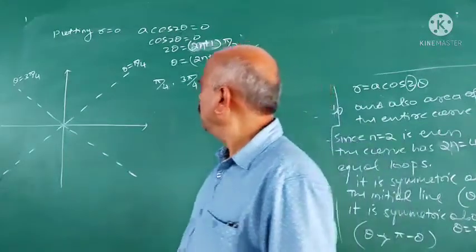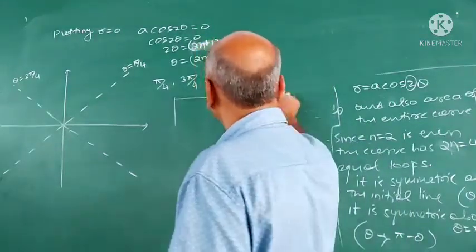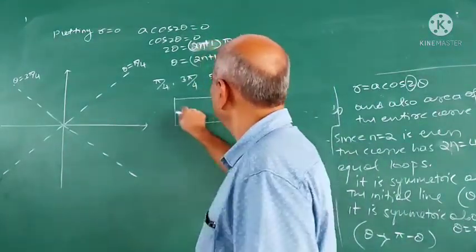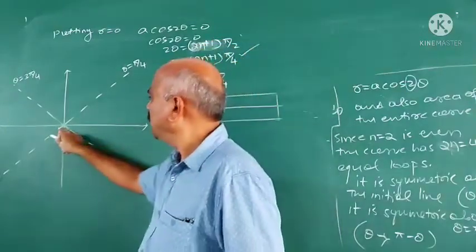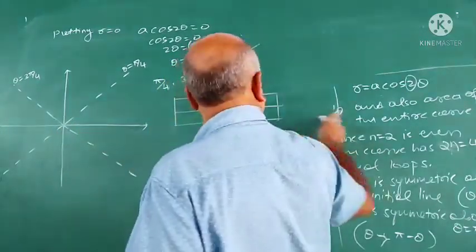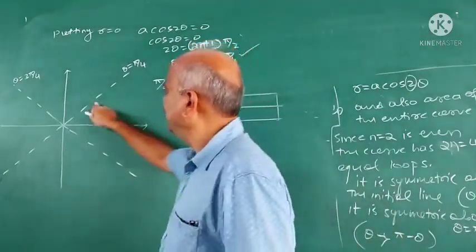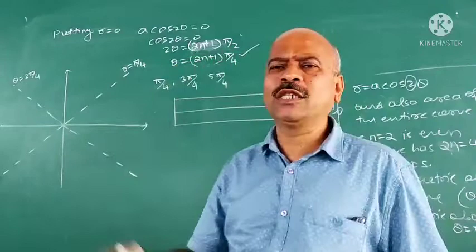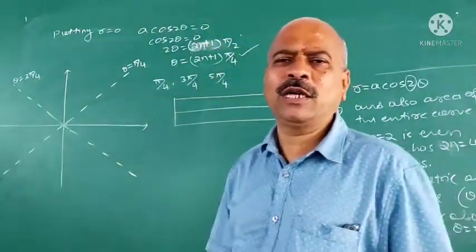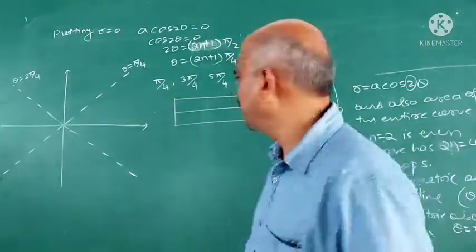Now, I plot some points here. So far we have this information about the curve. It is symmetric about the initial line, symmetric about pi by 2 also, and these are the tangents. The curve doesn't cross the tangents. That is the important thing here.